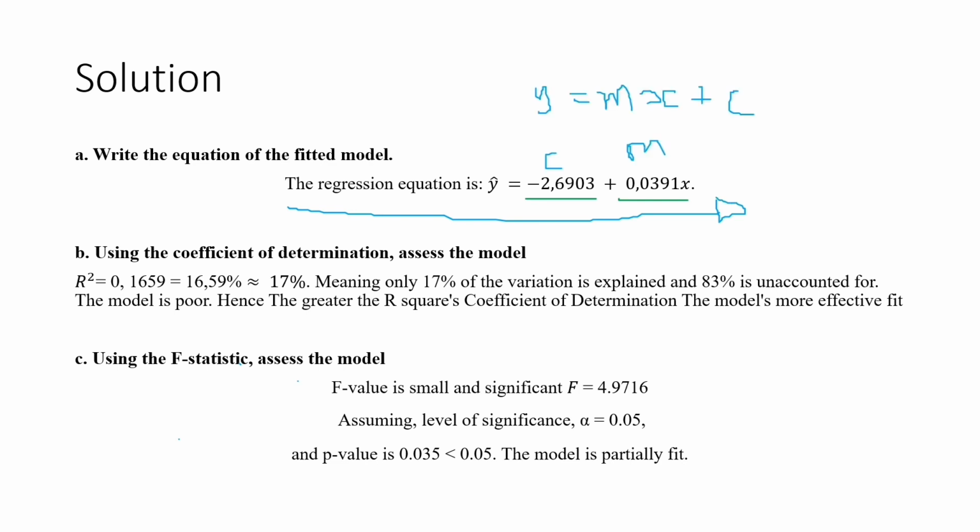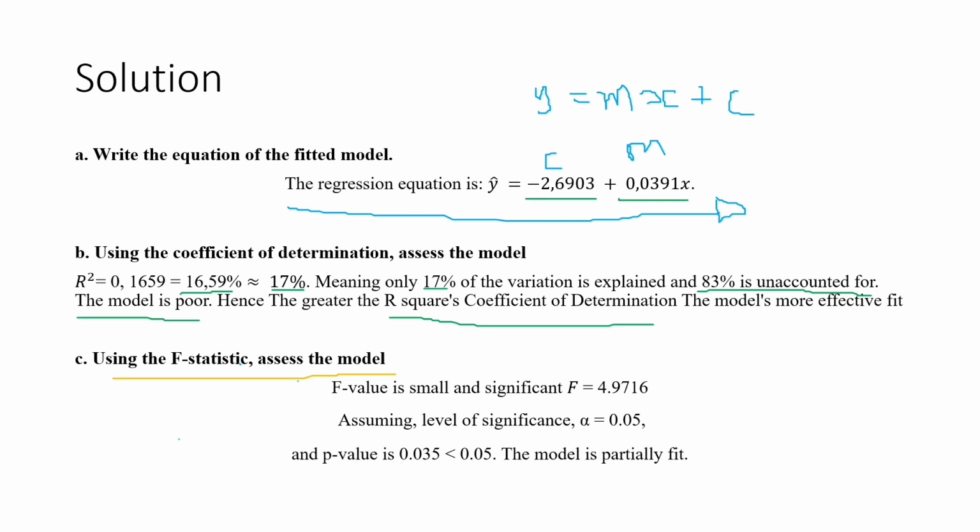Using the coefficient of determination, assess the model fitness. We did say that our R squared value was found to be 16.59%. You can round it off to 17%. So this means, like we said, we only accounted for 17%, and the remaining 83% is unaccounted for. So the model definitely is poor. The higher the R squared value, or the coefficient of determination, the more effective or fit the model is.